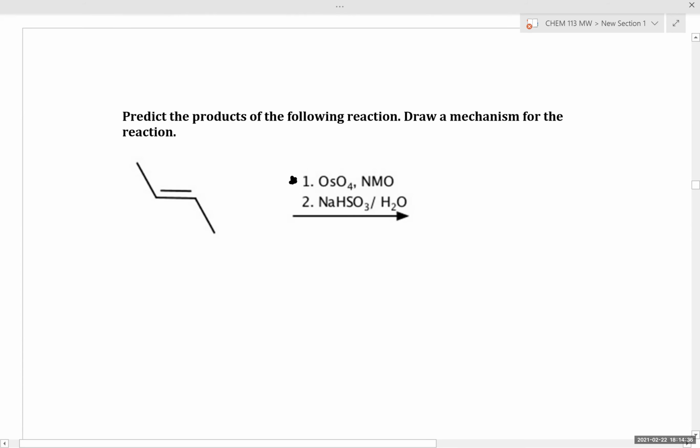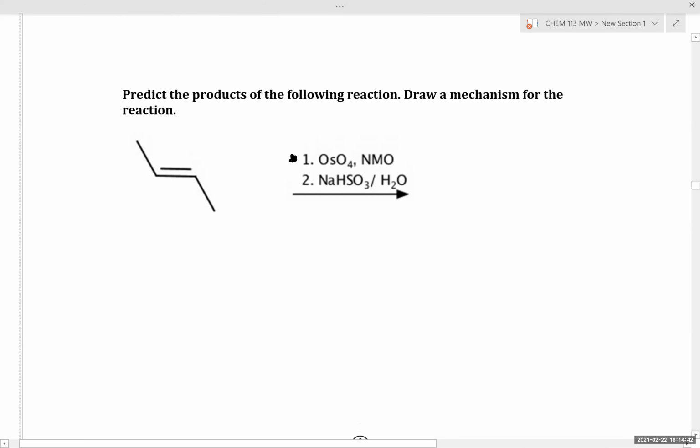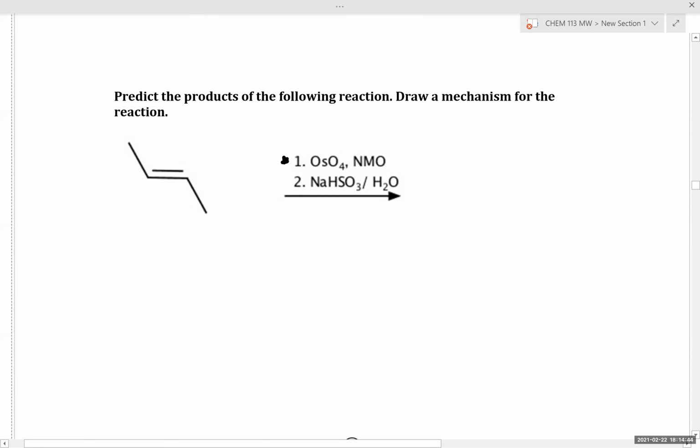So we have a trans alkene, and we're treating it with osmium tetroxide and an oxidizing agent such as NMO, which just helps turn over the osmium. And then in our second step, we're treating it with sodium hydrogen sulfite and water. Would anyone like to volunteer and draw a mechanism for the first step for this reaction? And would anyone like to predict the products from this reaction?